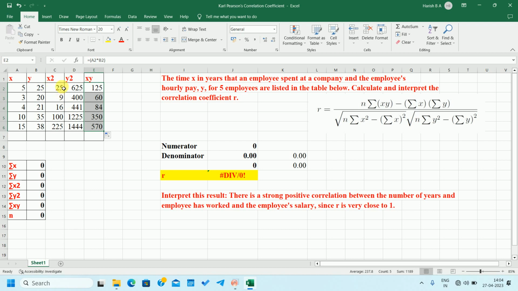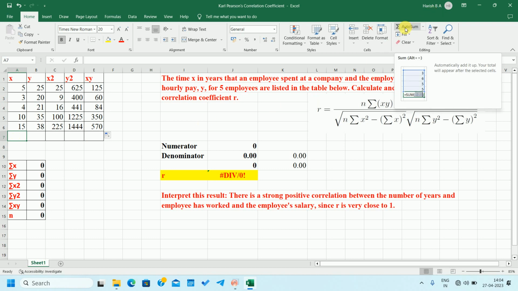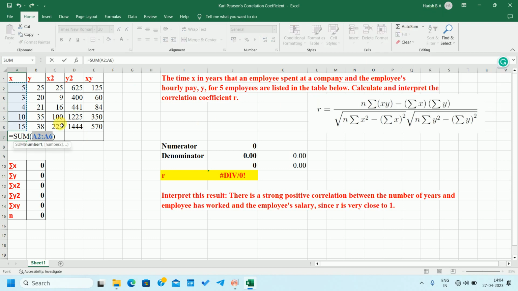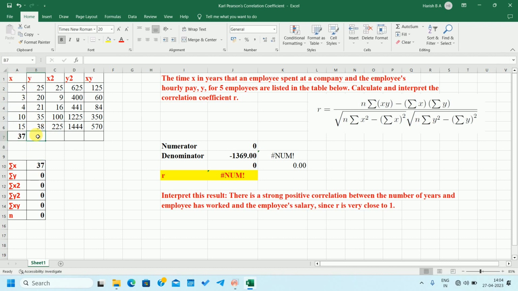Okay. Once you calculate X square, Y square and XY, so now it is required to calculate the sum of X, Y, X square, Y square and XY. So for that you just click on this cell and calculate here auto sum, enter. So sigma X will be 37. Next, similarly auto sum. So sigma Y will be 139.